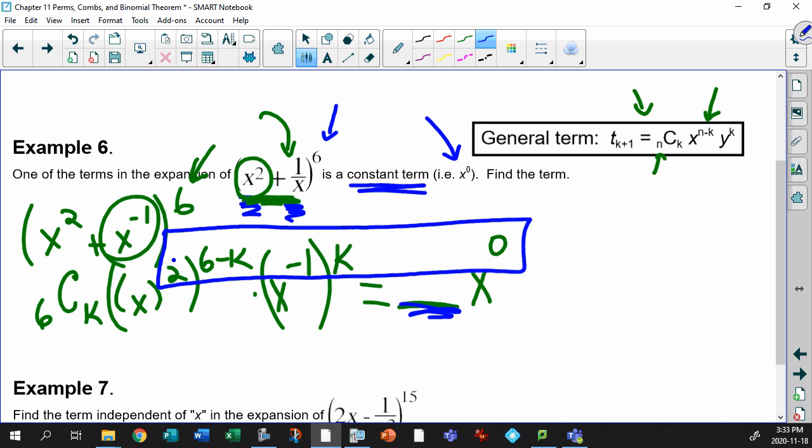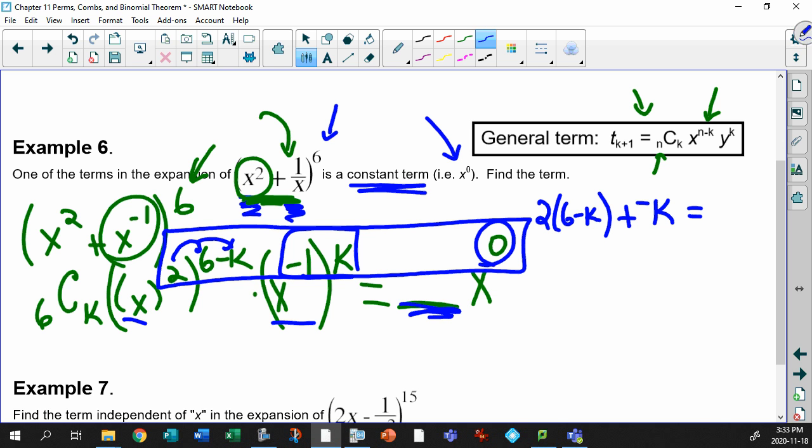I know this is 2 times n minus k. So this is going to give me 2 times 6 minus k, right? This, because they're like bases, you know you got to add exponents. So I'm just dealing with the exponents. I'm going to add the exponents. This, of course, is going to be minus 1k, or just minus k. And that whole lot has to give me an exponent of 0. Oh, isn't that cool how that works out?